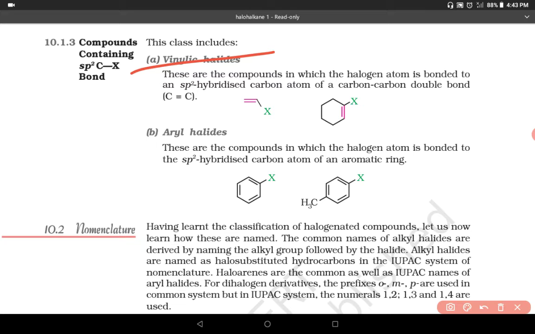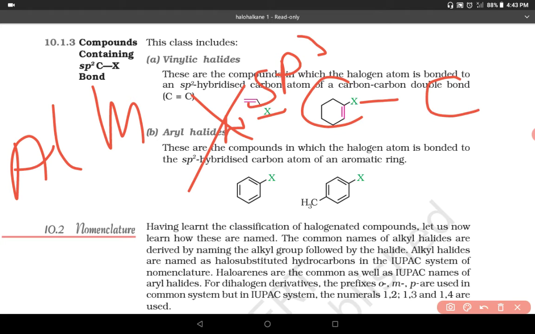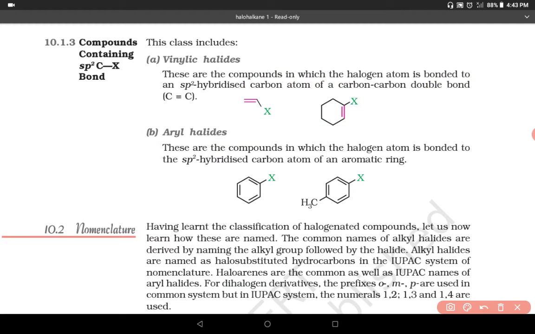What are vinylic halides? These are the compounds in which the halogen atom is bonded to an sp2 hybridized carbon atom of a carbon-carbon double bond. In the previous allylic halide, the halogen atom is attached to an sp3 hybridized carbon, but this carbon is attached to another carbon that is double bonded. But here, let us take this example. This halogen is directly attached to the carbon which is itself double bonded.